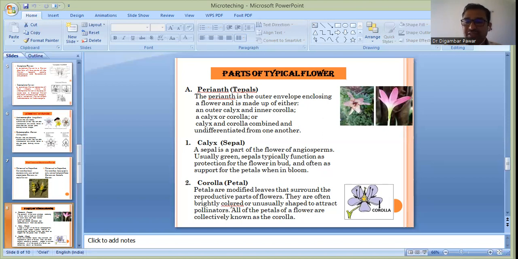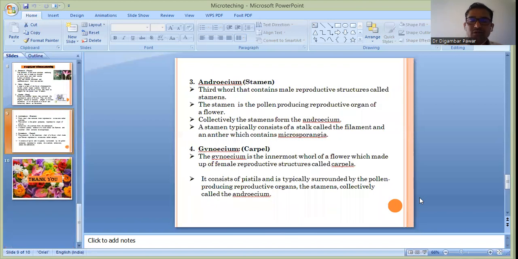They are often bright in color and usually attractive in shape to attract the pollinators. All of the petals of a flower are collectively known as the corolla. Here you can see the corolla of these flowers. The function of the corolla is to attract pollinator agents. Then the third part is the androecium, whose single unit is called a stamen.